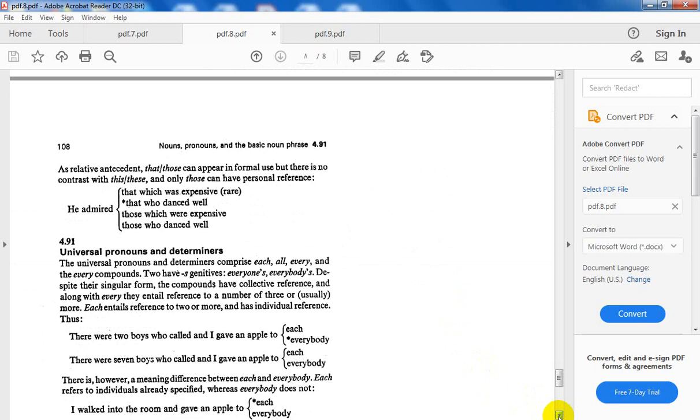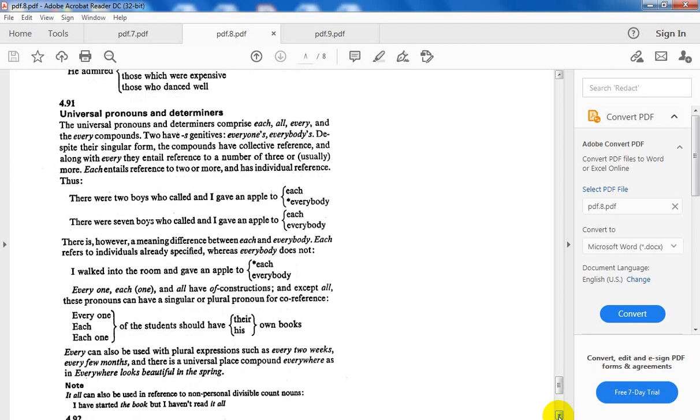As relative antecedents, that and those can appear in formal use, but there is no contrast with these, as only those can have personal reference. So this will be used as relative antecedents. He admired that which was expensive. You cannot say that who, it is ungrammatical. Those which, and those with the relative pronoun which, those who, it is okay.